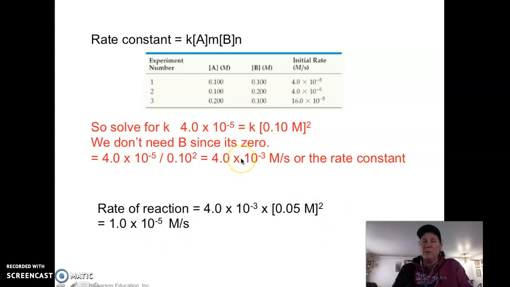So the first thing we did was find the reaction orders, 2 and 0. Then we found K by plugging in the numbers. And then we can use K, we can change these concentrations to pretty much anything we want. And we can find the rate by using K once we find it. And if you did experiment 2 instead of 1, you would get the same answer. It doesn't matter which one of the experiments you use.